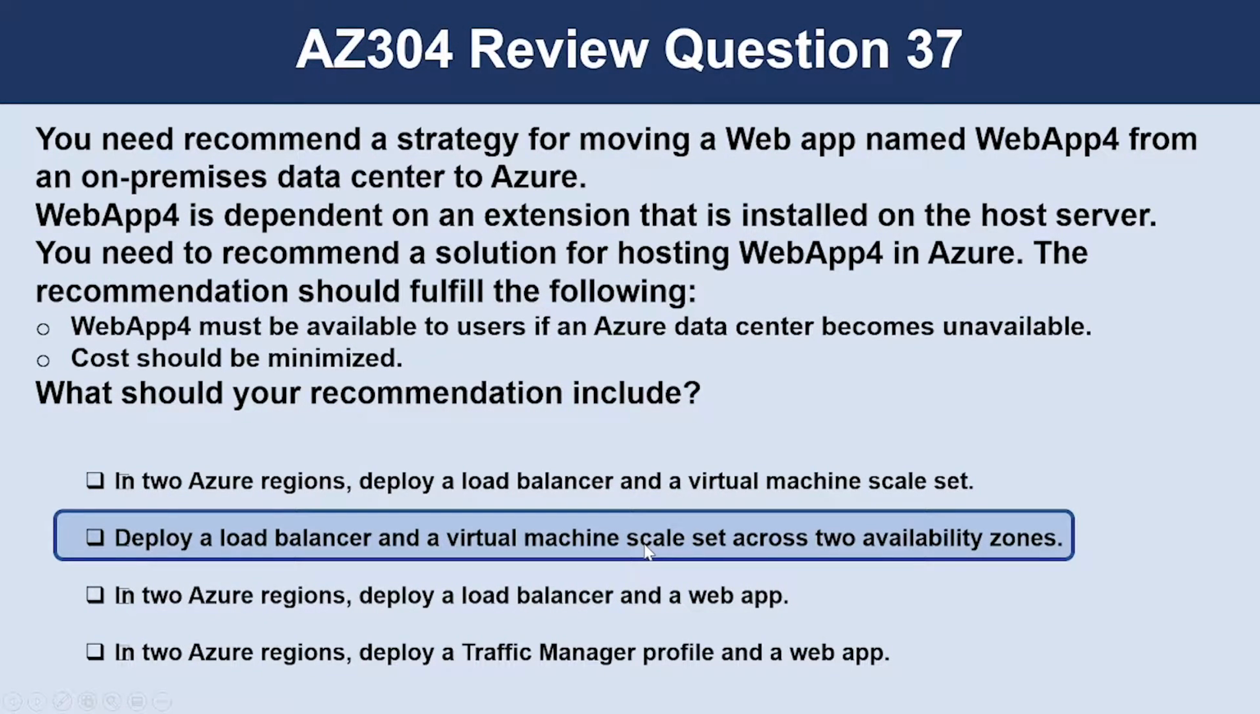Correct answer is deploy a load balancer and a virtual machine scale set across two availability zones. Using a virtual machine scale set allows two or more zones in a single region, which meets the requirement. Using a single load balancer to allow traffic to reach the endpoints is the most cost-effective solution.